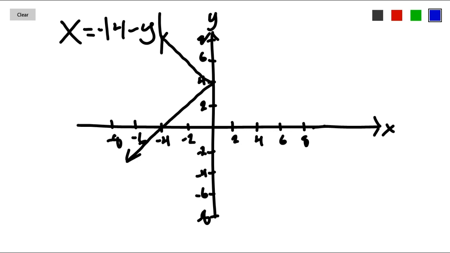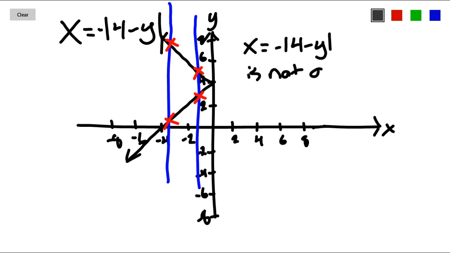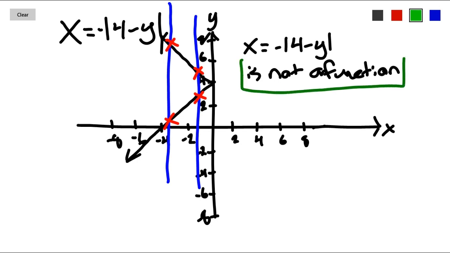So if I draw a vertical line through this function, let's just say right here, notice what happens. It actually crosses through the graph more than once. And likewise, if I draw a vertical line right here, it crosses the graph multiple times once again. So this would tell us that this is not a function. So x is equal to negative absolute value of 4 minus y is not a function, because it fails the vertical line test.